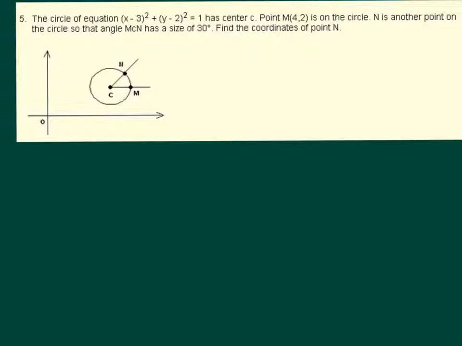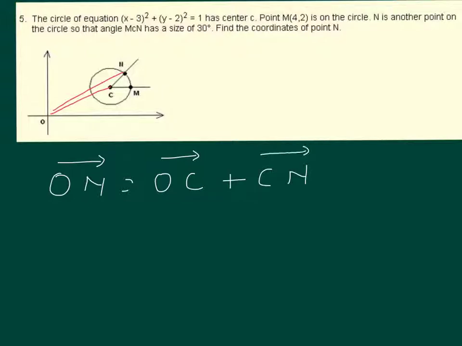One way to find the coordinates of point N is to find the components of vector ON, knowing that vector ON is equal to vector OC plus CN. So let's start by saying that vector ON equals vector OC plus CN. Let's find the components of vector OC.